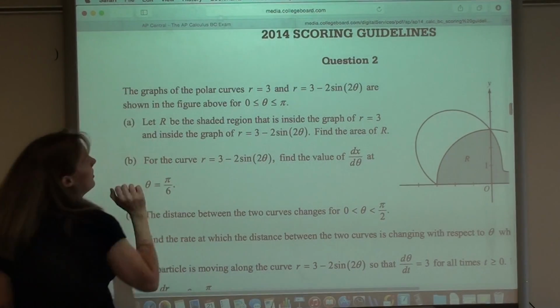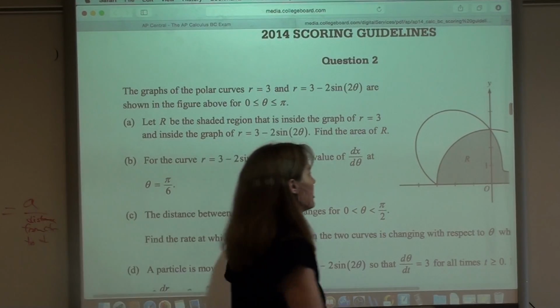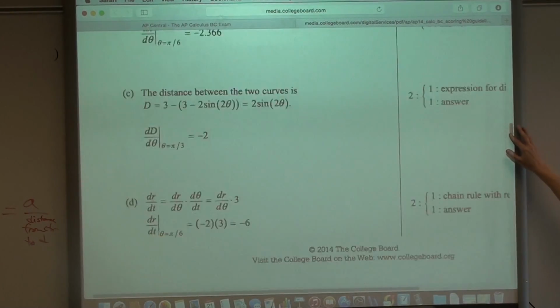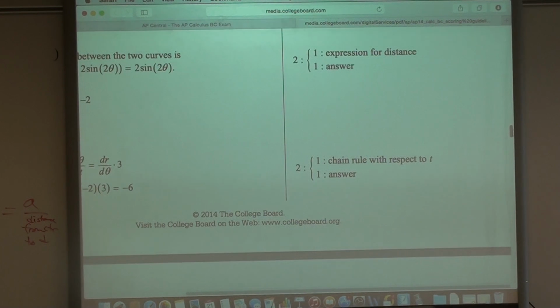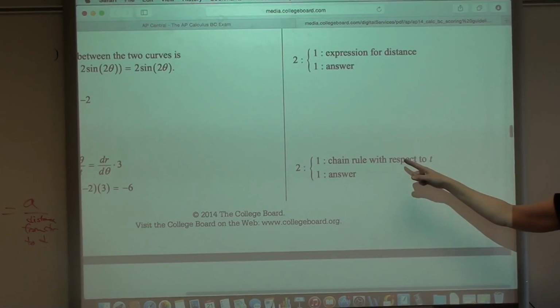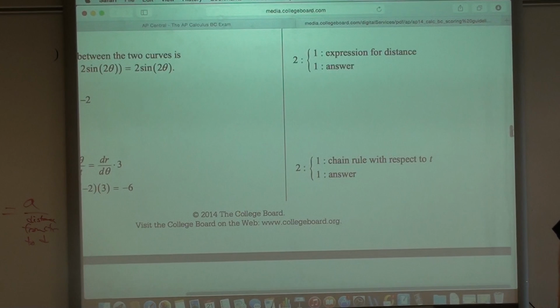Before you stop, can I see the scoring guide for part D? Of course. It was 2 points. It was 1 point if you correctly applied chain rule with respect to t, and then a second point for the answer, which was -6. Yep.